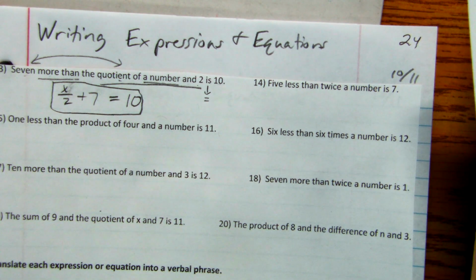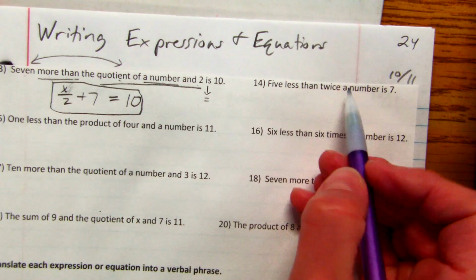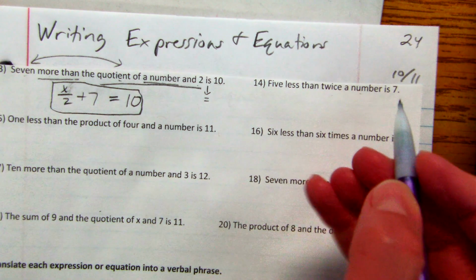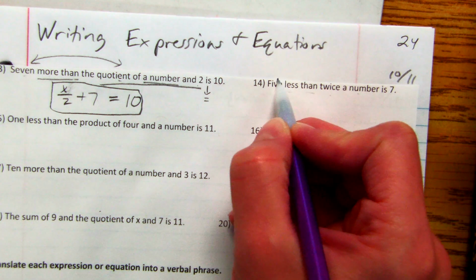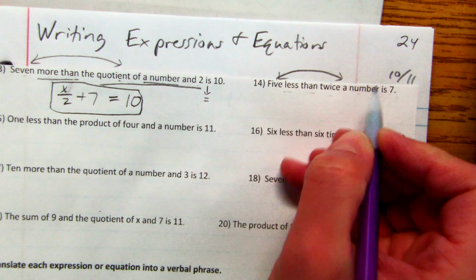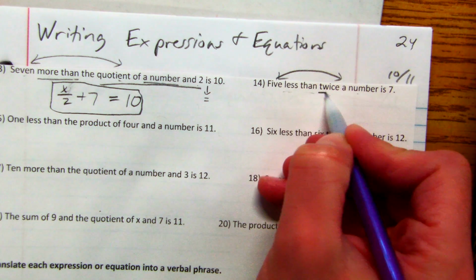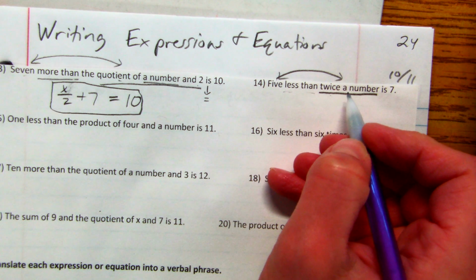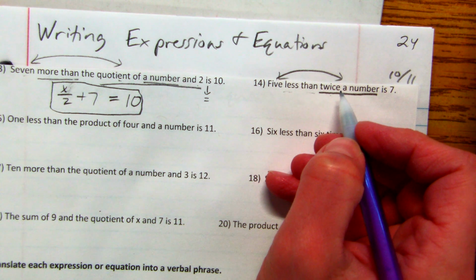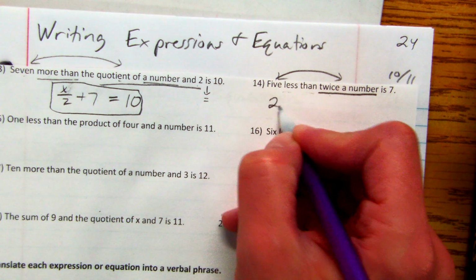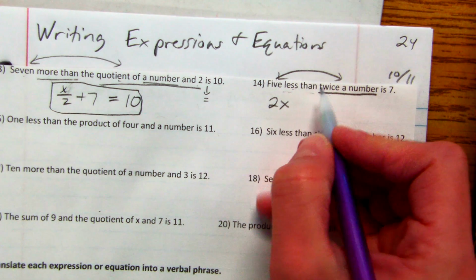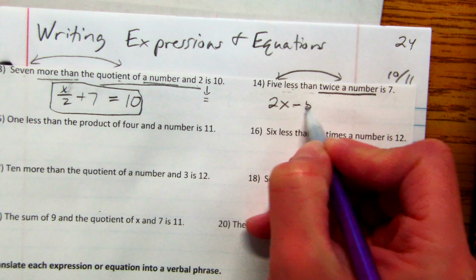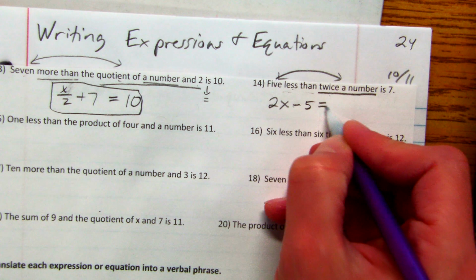Okay, so let's look at number 14. 5 less than twice a number is 7. So when I see those words less than, I know that I'm going to switch the order of what's going on here. So I'm going to start with twice a number. So how do I write twice a number? 2x. I usually want to put the 2 in front. Good. And then 5 less than would be minus 5. Good. And then is 7 is just equals 7.